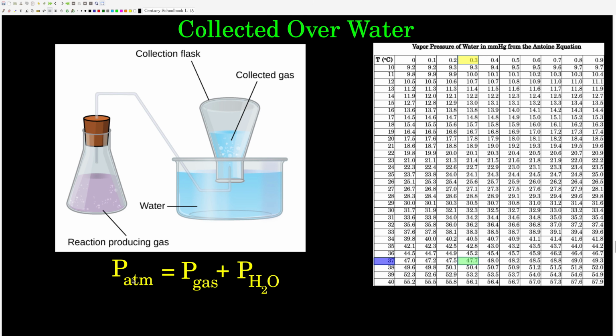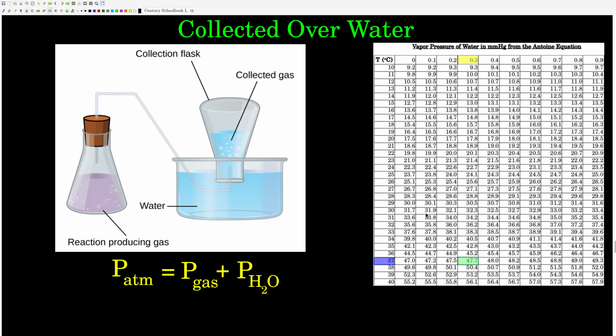Because what we can measure is the atmospheric pressure. And what we need for our calculations is the pressure of the gas inside this collection flask, which is the gas that was given off in the chemical reaction. If we can look up the pressure of water, which is called the vapor pressure of water, we can take the atmospheric pressure that we measure, subtract the vapor pressure of water, and that'll give us what we need.